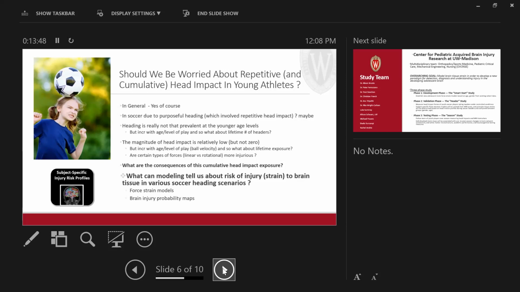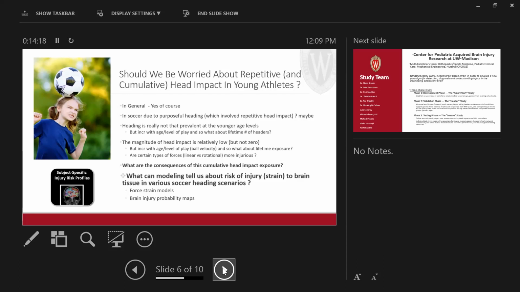It increases with age and level of play, probably correlating with ball velocity, right? The bigger the kid, the harder they can strike the ball, then the faster the ball, the higher the forces when the ball strikes the head. So again, what about lifetime exposure? And are there certain types of forces that are more injurious, like a more straight on linear versus a more rotational force? So really, what are the consequences of cumulative impact exposure?